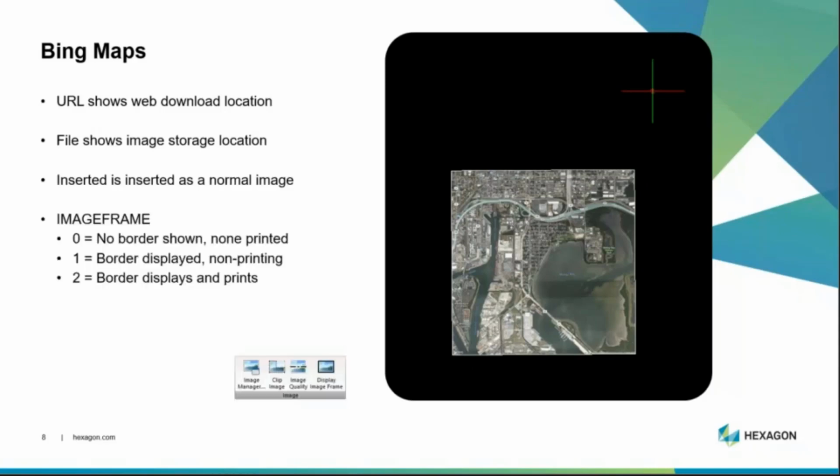Along with that, the image frame system variable is pretty handy. 0 is no border shown and none printed, as I've got the rest there. It allows you to change the different display and printing styles for that. If you click on the boundary of the image, you're also going to get the ribbon tab that I have shown at the bottom there. And you can choose display image frame from there as well.